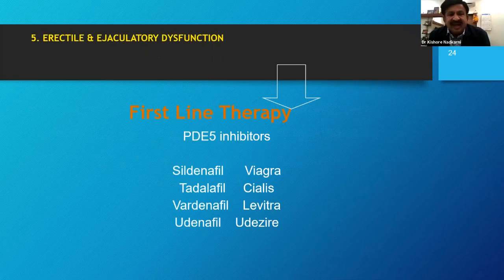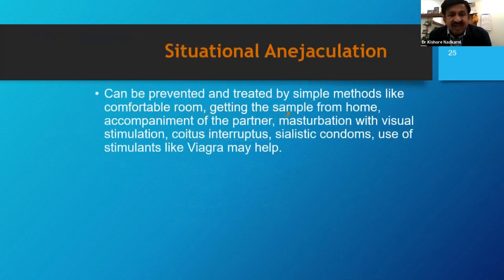In erectile and ejaculatory dysfunction, this is the last specific cause of infertility. The commonest thing that we encounter is inability to give the sample, situational anejaculation, where they are unable to give the sample. This can be prevented by simple methods like a comfortable room, putting a don't disturb sign on the room, accompaniment of the partner, sometimes getting the sample from home if they are able to get it in time. Masturbation with visual stimulation, you can use vibrators sometimes, coitus interruptus with silastic condoms, and use of stimulants like Viagra.